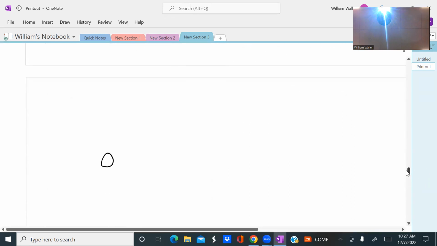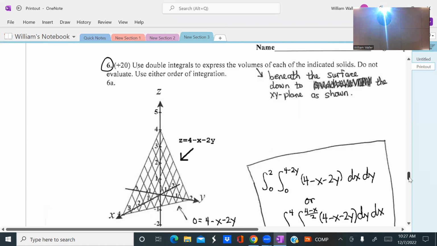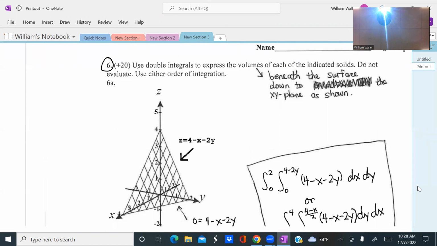Well, that's exactly what we faced here in problem number 6 and in problem number 7. So this is where we lost a lot of points. We have to set up a double integral to represent the volume of the solid shown here. This is going to be a pyramid-shaped, or prism-shaped, object. We want underneath this plane down to the XY plane.